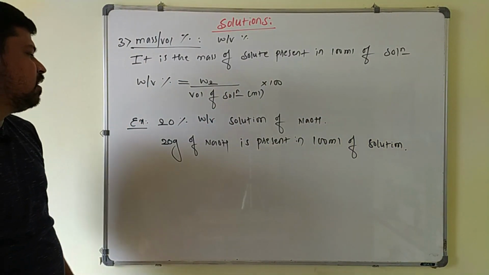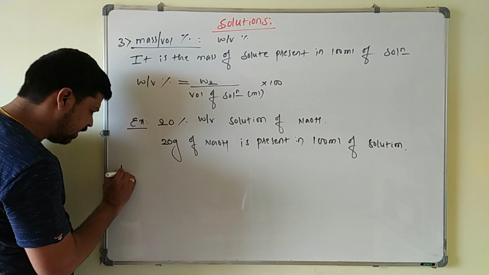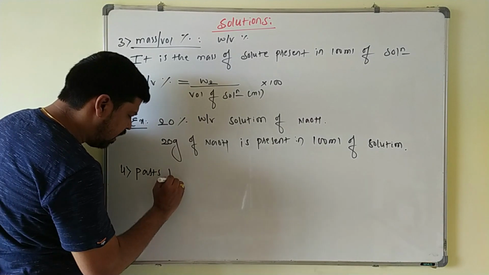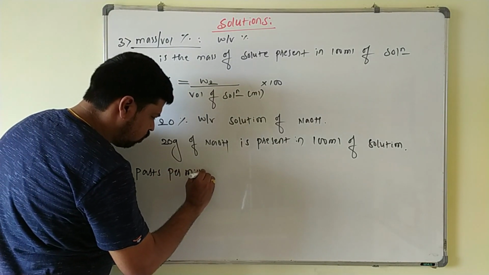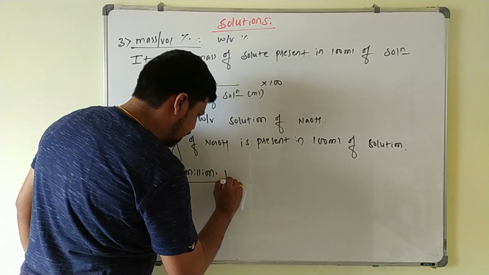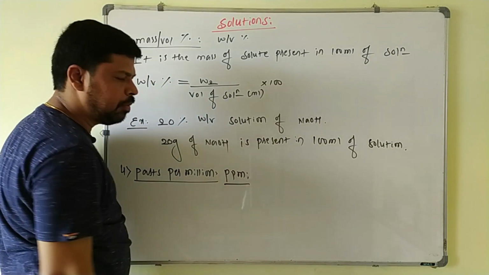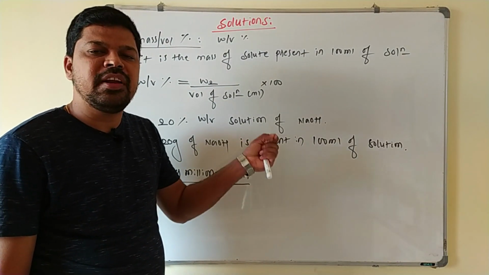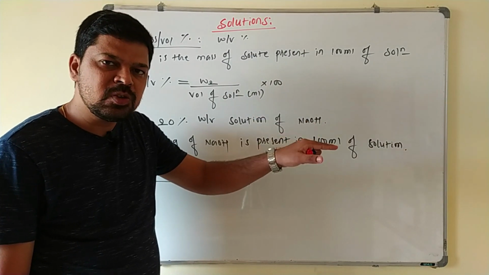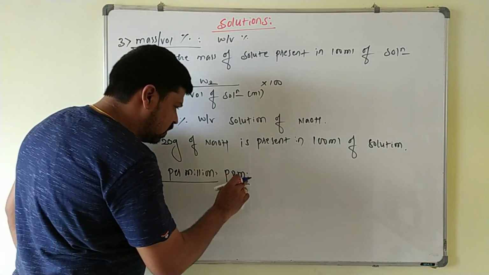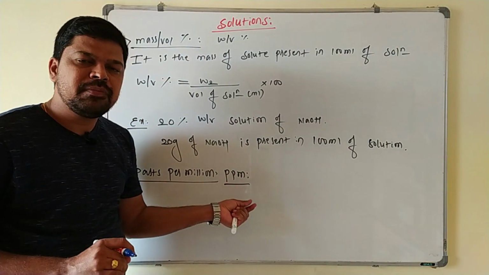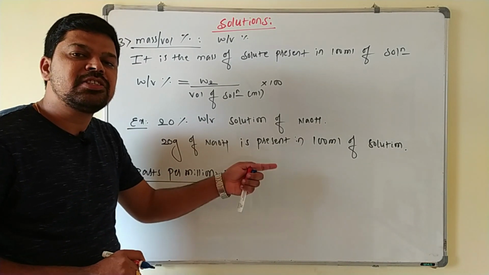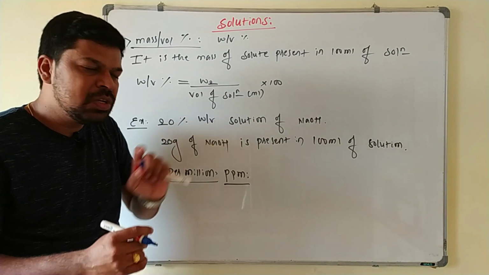Okay, next one is very important, that is we call it as ppm, parts per million, that is ppm. Always you keep in mind this term ppm, it is used only when very small quantity of solute is present in the solvent or in the solution. So here the ppm is nothing but it is the mass of the solute in grams, present in the 10 raised to 6 grams of the solvent.